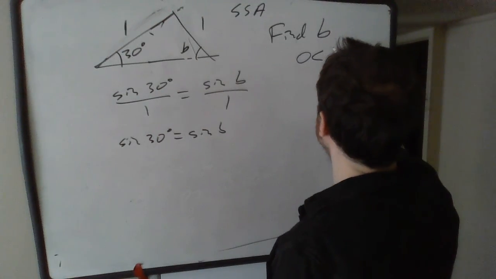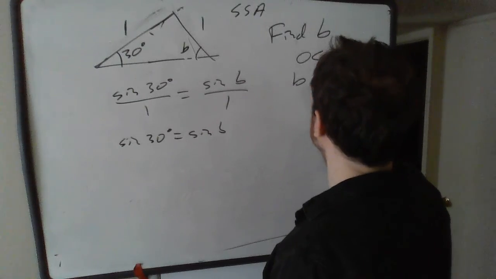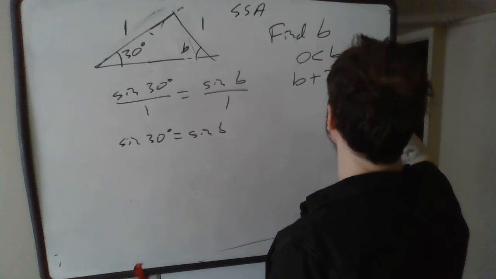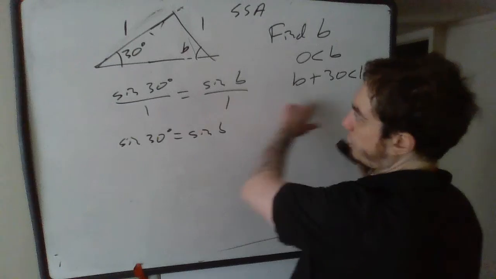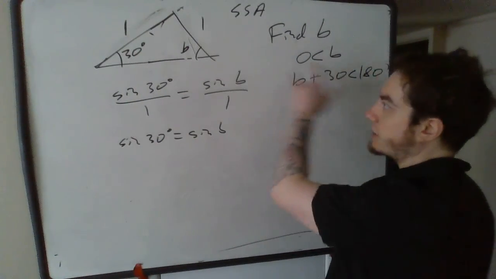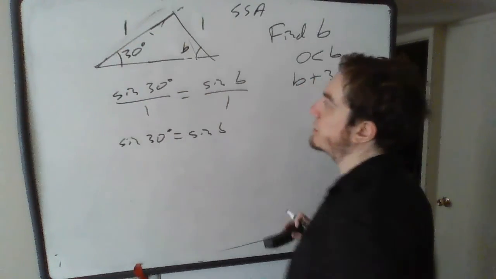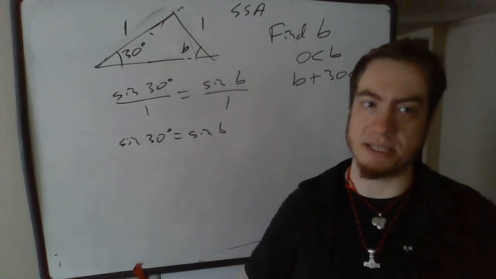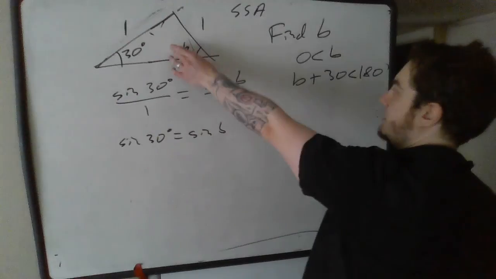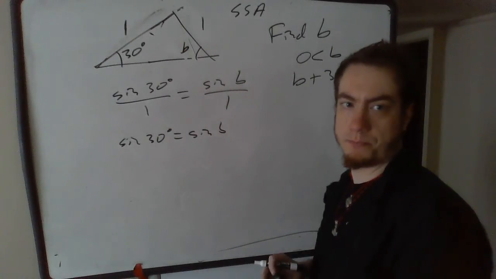So this means, well, we'll come back to what this means in a second, but observations. We know that 0 has to be less than B, and we also know that B plus 30 has to be smaller than 180. The 30, again, comes from the fact that this angle is 30. It's not like you just plug in 30 there. It's literally that whatever that angle is that you know, plus this new angle, they have to total something smaller than 180 degrees.